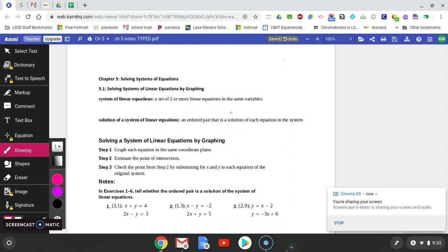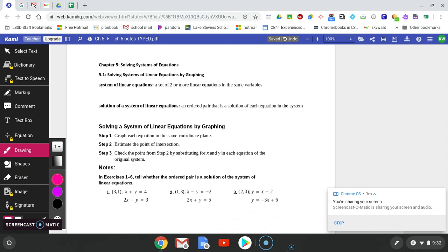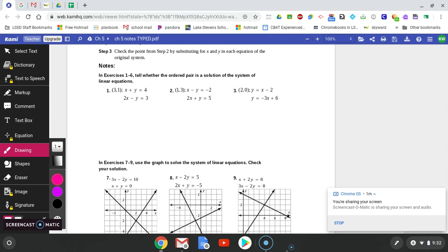Okay, so we're going to actually learn 3 ways to solve a system of linear equations. This is just the first way, solving by graphing. And then we'll learn 2 additional ways as well in the upcoming notes. All right, so if it says to tell whether the ordered pair is a solution of the system, all it's asking is, it's saying plug this coordinate point of 3, 1 into x and y and see if it works. It has to work on both of your equations. Otherwise, the answer is no, it's not a solution.